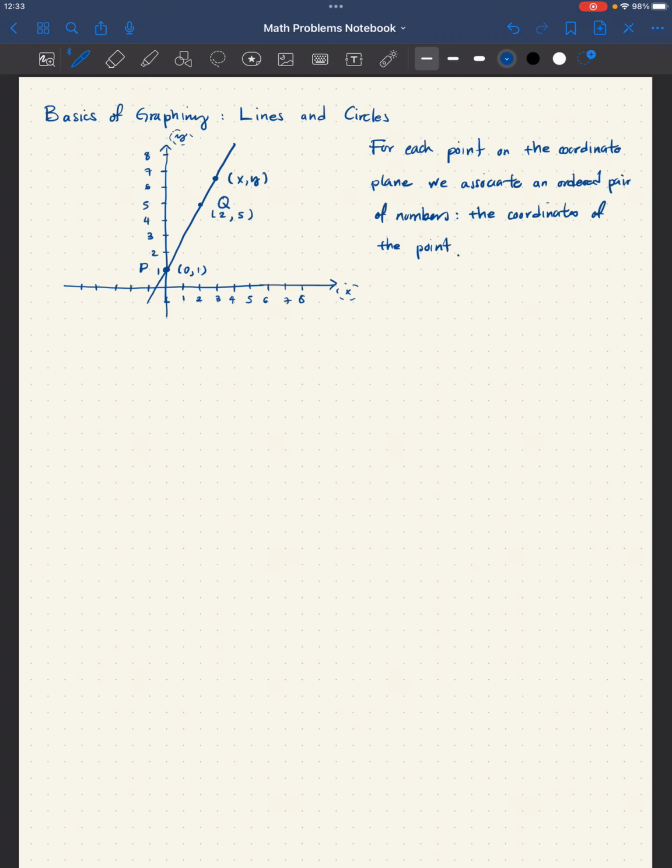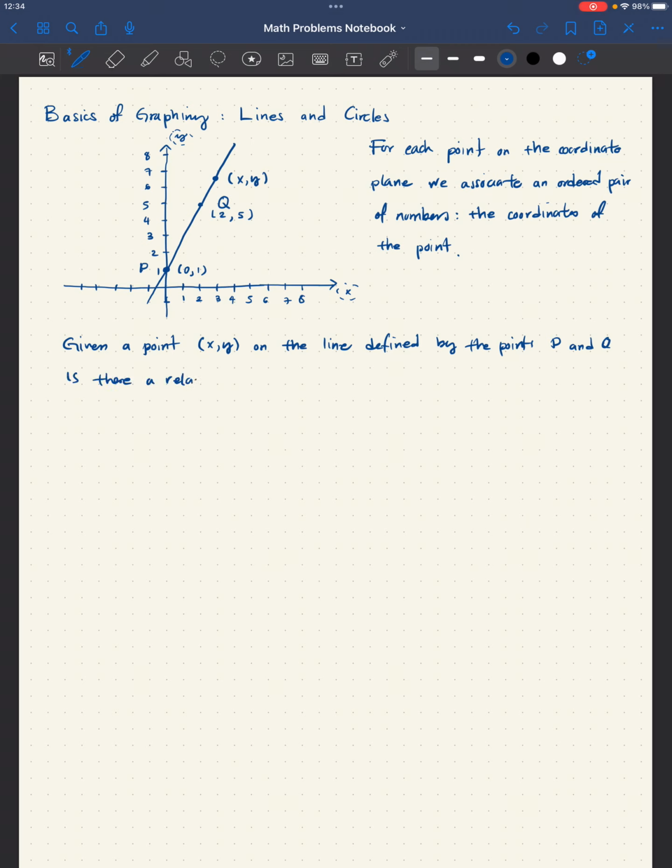So the question is this: given a point x comma y on the line defined by the points P and Q, is there a relation between the two coordinates, between x and y? All that we know is that the point that we have described just here is on the line, but we wonder if we can relate these two numbers, x and y.